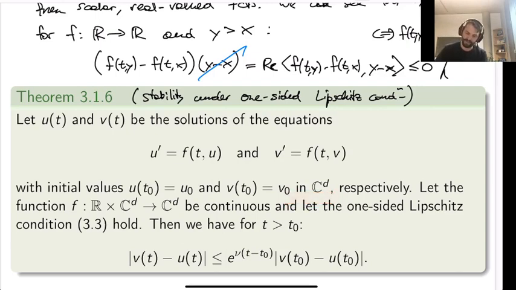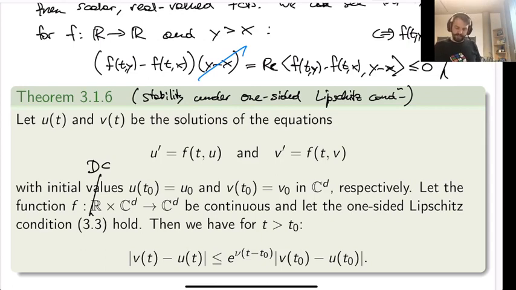Then let the function f: D → C^d be continuous, and let the one-sided Lipschitz condition hold — there should be a D here, sorry, D a subset of R × C^d. So f is defined on D, which is a subspace of R × C^d. On that D, we are assuming the one-sided Lipschitz condition that we had in definition 3.1.4.